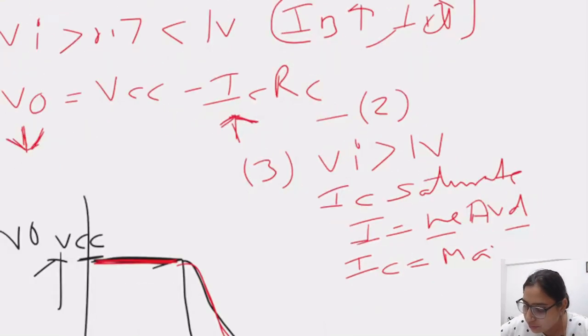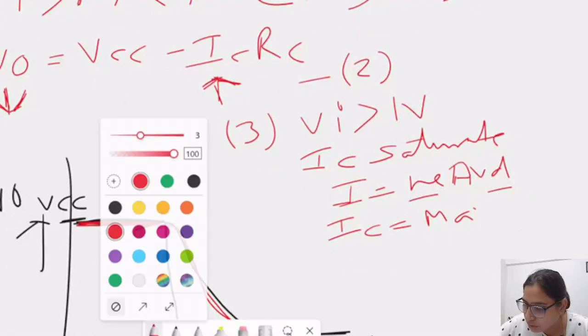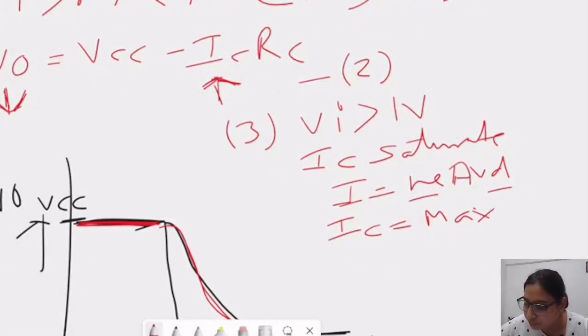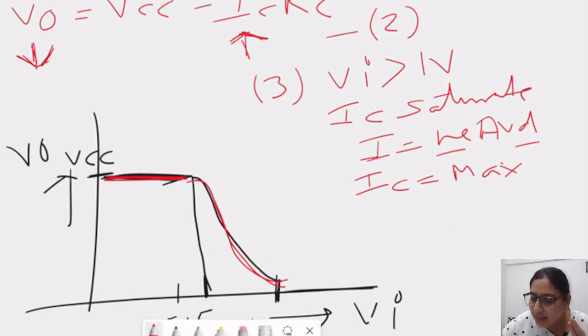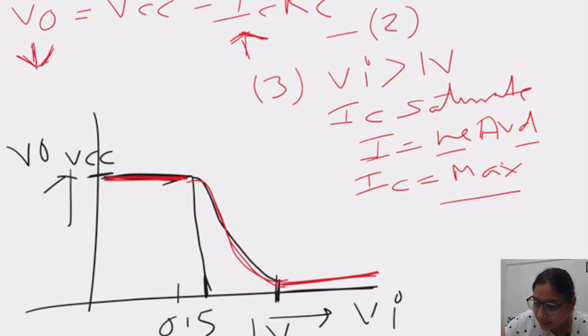So the last case we have considered, IC saturates, so IC is at maximum value. In the third analysis, we see that IC is in maximum state. Beyond 1 volt, when Vi is reaching the limit of 1 volt, IC is max. It means the output voltage is minimum. So this is the value of minimum voltage, which is steady in nature, and it does not reach zero because it has some value, but it is steady. Beyond 1 volt, this transistor is acting in saturation mode.